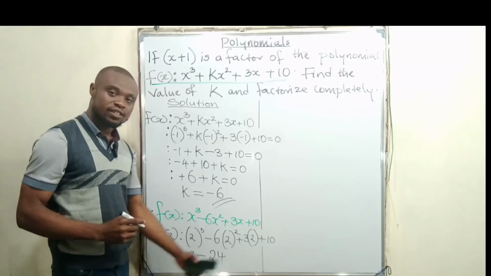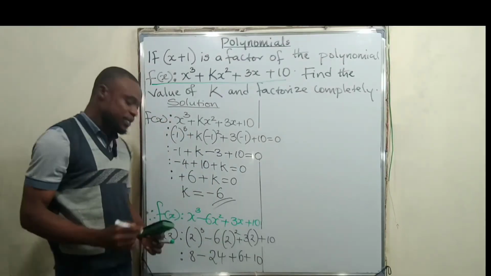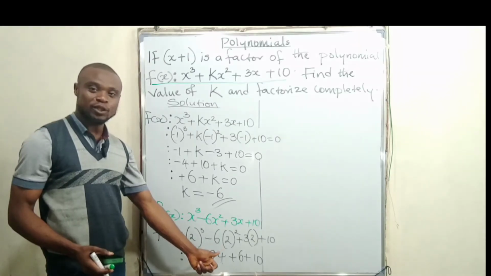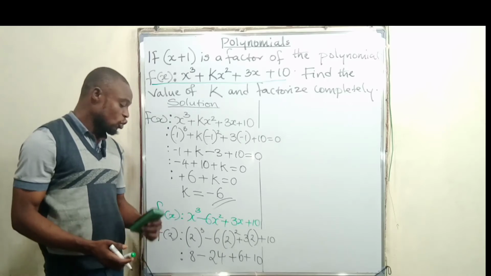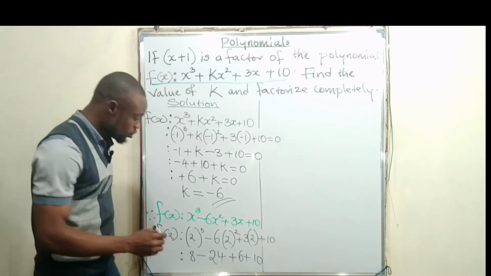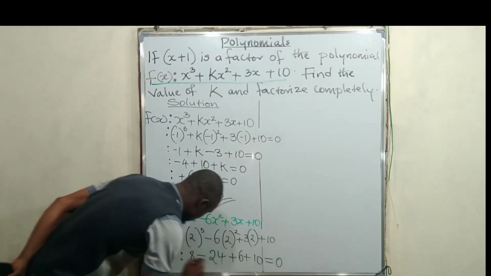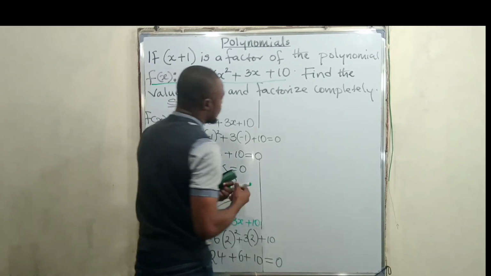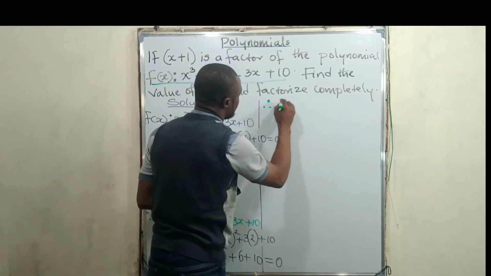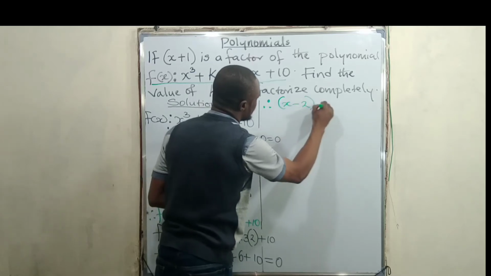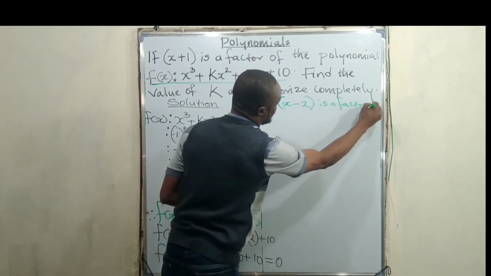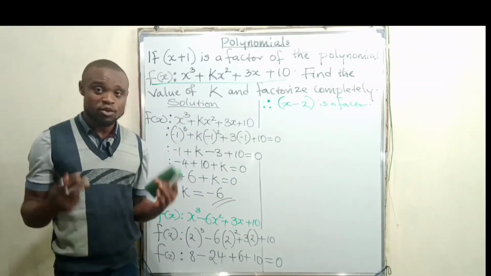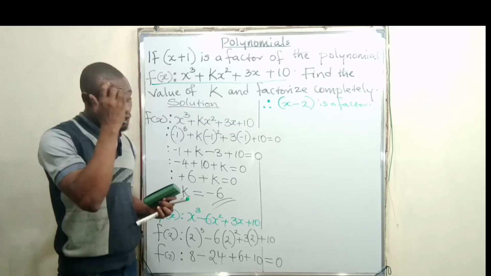2 multiplied by 3 is 6. Plus 10. So basically 8 plus 6 is 14. 14 plus 10 is 24. So 24 minus 24 is equal to 0. So everything here is equal to 0. Therefore x minus 2 is a factor. So x minus 2 is a factor of the expression. Beautiful. So we are close to solving this particular question.